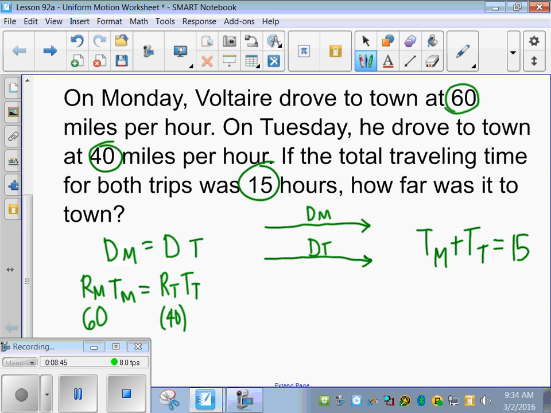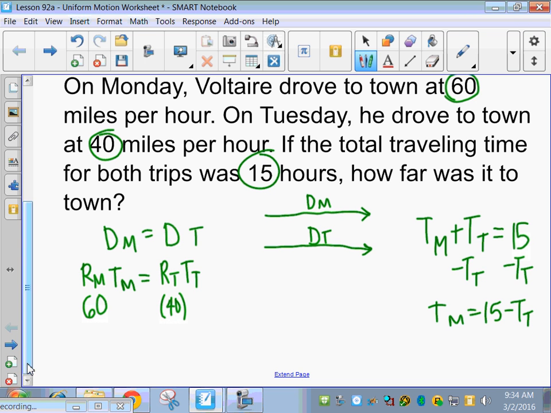all right, so total time, we need to isolate for one of these variables. Does not matter which one. So I'm going to subtract tT. So tM equals 15 minus tT. And we're going to plug that in for tM. So I'm going to try to write really small here. 15 minus tT equals.